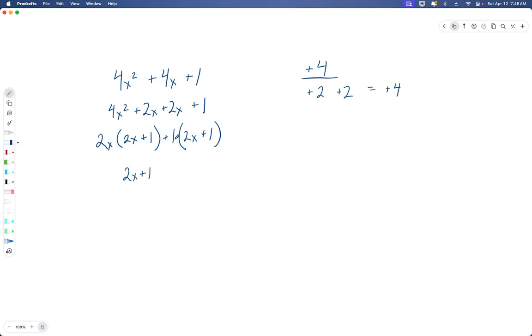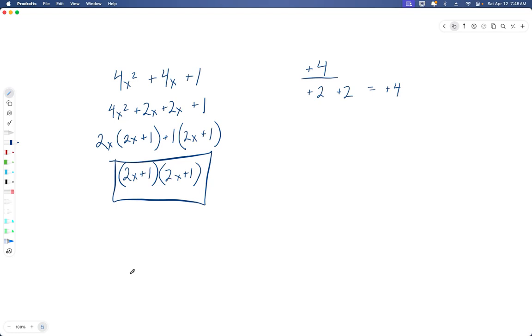This 2x plus 1 is going to be times 2x plus 1, because both of these are times 2x plus 1. All right, they're identical. This is going to be your solution. This is how we factor this trinomial.